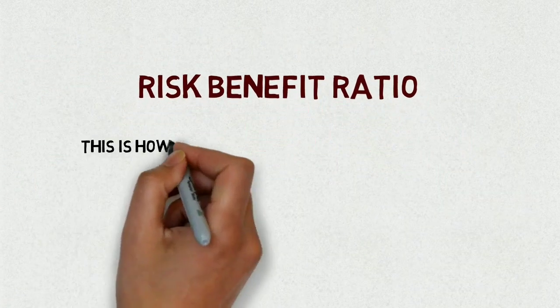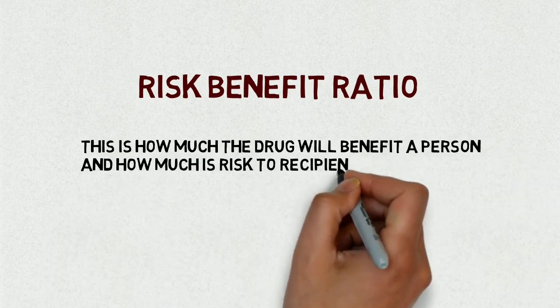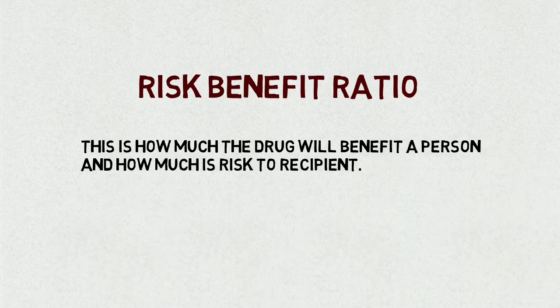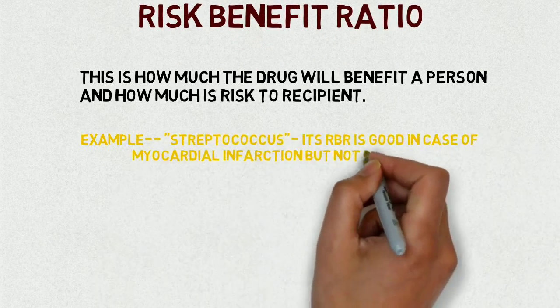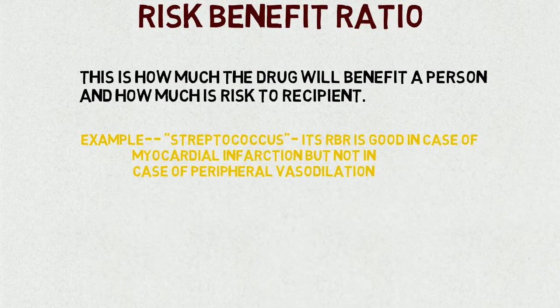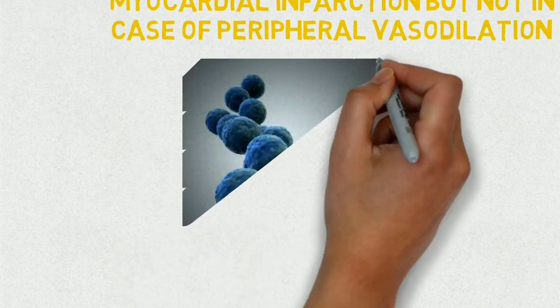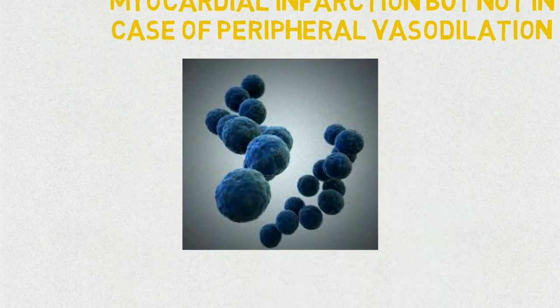Now, a concept comes, which is the risk benefit ratio. This is how much the drug will benefit a person and how much is the risk to the recipient. Example, streptokinase. Its risk benefit ratio is good in myocardial infarction but not in case of peripheral vasodilation.